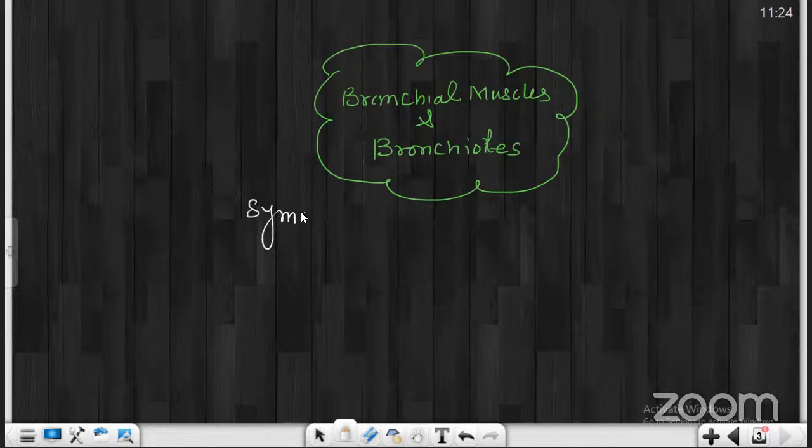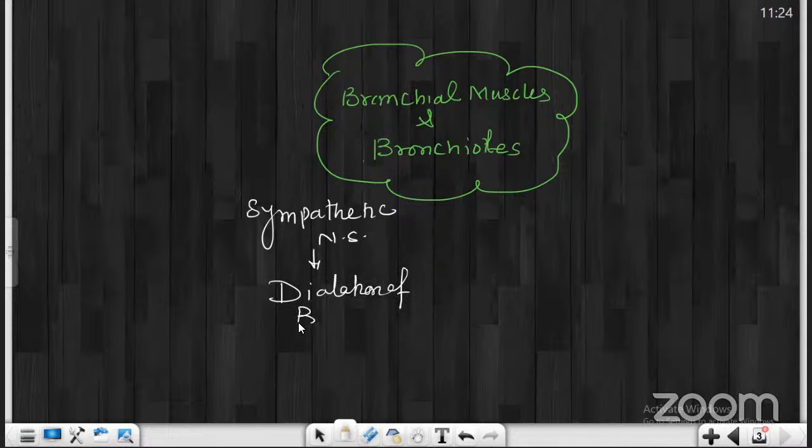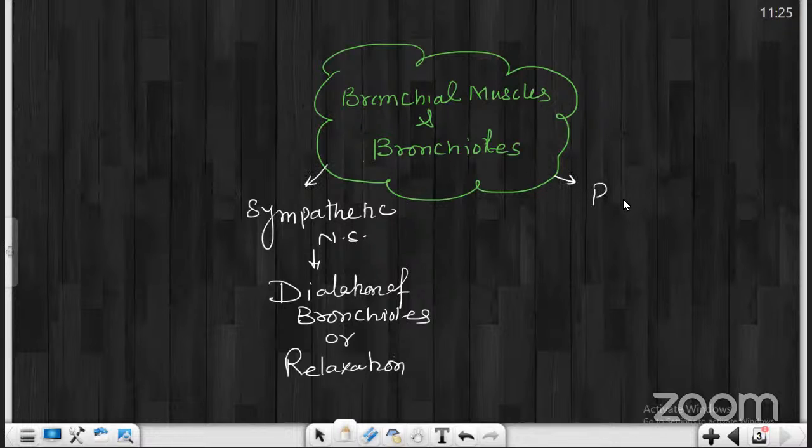So the sympathetic nervous system dilates, or we call this dilation of bronchioles, or simply it causes relaxation of bronchioles. But what about the parasympathetic? Just opposite to it, antagonistic in case of the parasympathetic.